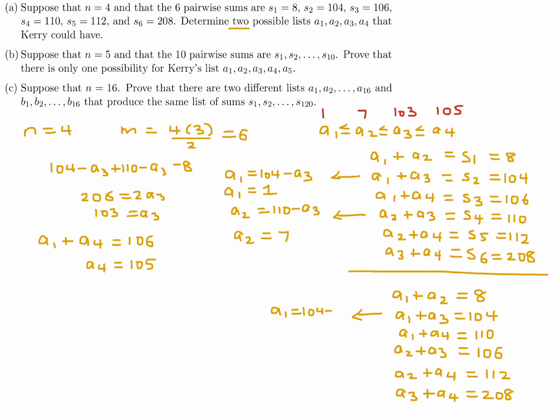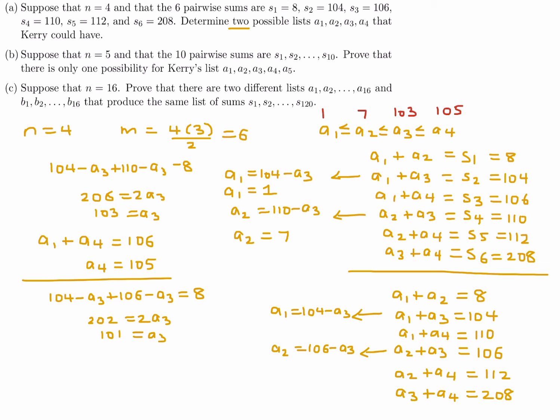A1 is going to be 104 minus A3. And then A2 will be this time 106 minus A3. So same thing as before. We can sub them into there. So that means 104 minus A3 plus 106 minus A3 is equal to 8. So that's 210 minus 8, so 202 is equal to 2A3. So A3 is 101. There we go.